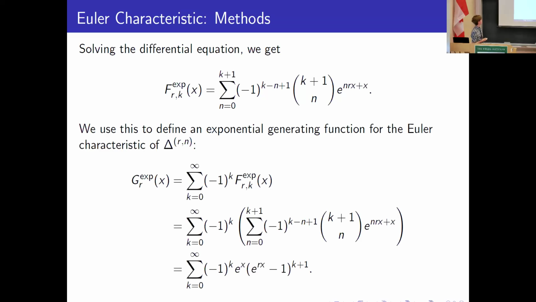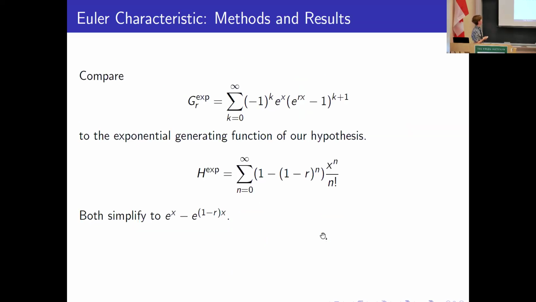And then we basically took the alternating sum of this over k to get an exponential generating function for the Euler characteristic. You can simplify it here. We use the binomial theorem to simplify that pretty nicely. And then finally, we just compared this generating function to the exponential generating function from the hypothesis we had for the Euler characteristic. And we were able to show that these both simplified to the same expression, and thus our hypothesis must be true that the Euler characteristic of our dual boundary complex is equal to 1 minus (1 minus r)^n. The end.